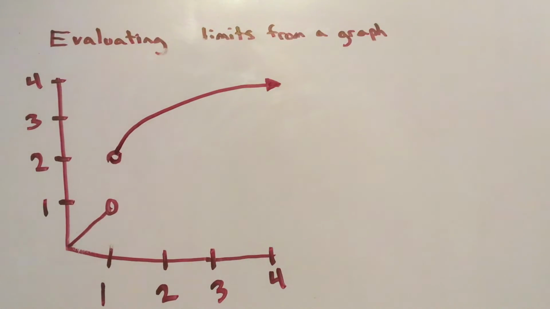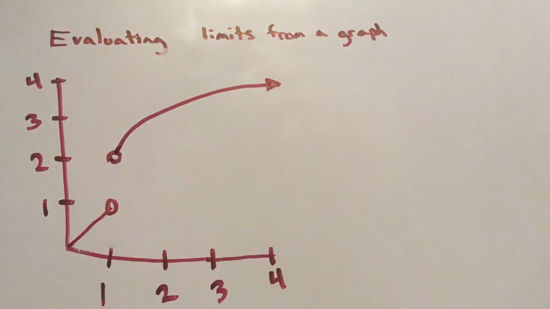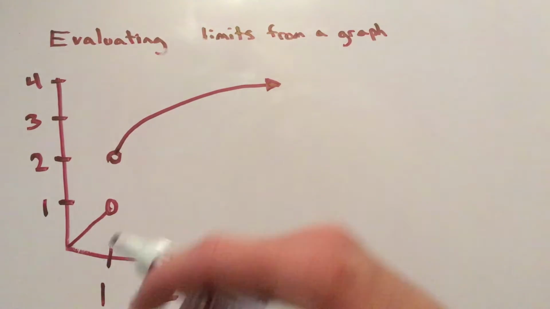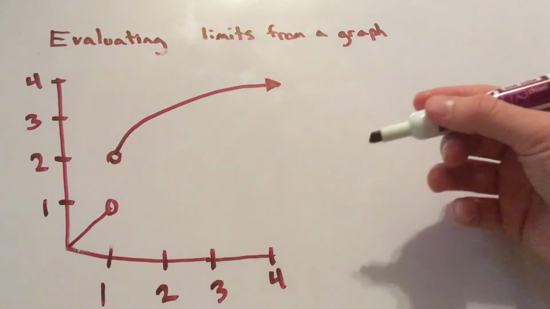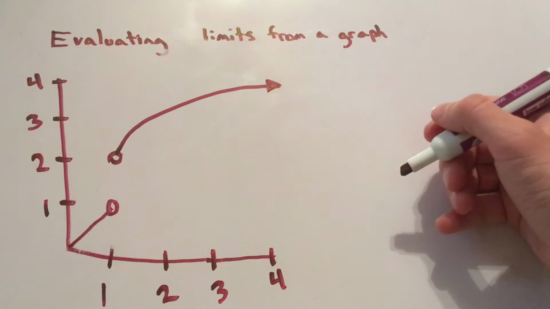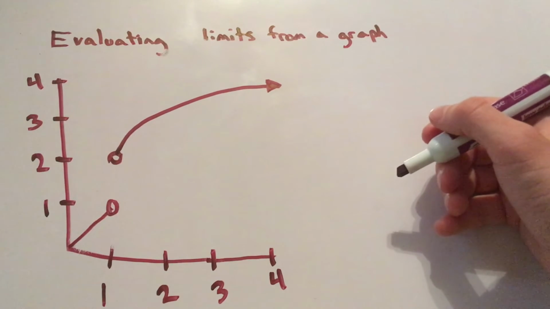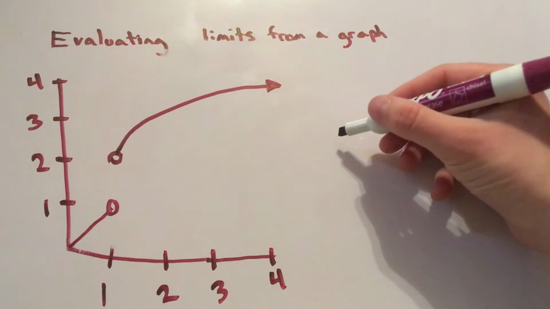Okay, this is a more complex function. As you can see, it has a gap right there. So in this case, since the function is not continuous, we would have to use what's called a one-sided limit to check and see if the limit does in fact exist, which I'll go ahead and write out here.